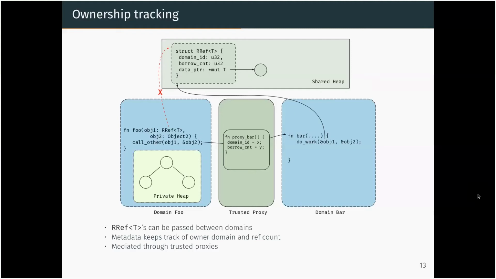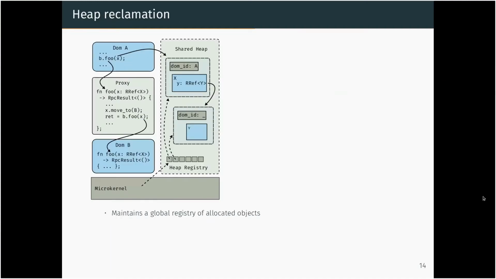All cross-domain invocations are mediated by trusted proxies. If the reference is borrowed immutably in a cross-domain call, we increment the borrow counter that tracks the number of times the RRef was borrowed. These mechanisms allow us to implement an end-to-end zero-copy mechanism in a transparent manner.